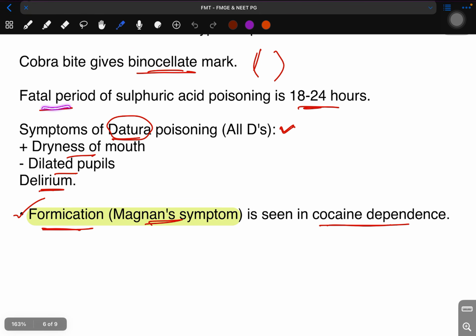What is the fatal period of sulfuric acid poisoning? It's 18 to 24 hours. What are the symptoms of dhatura poisoning? All the D's you can remember by this mnemonic: dryness of mouth, dilated pupils, delirium. We can find all this in dhatura poisoning.